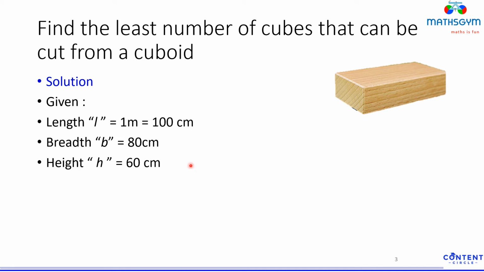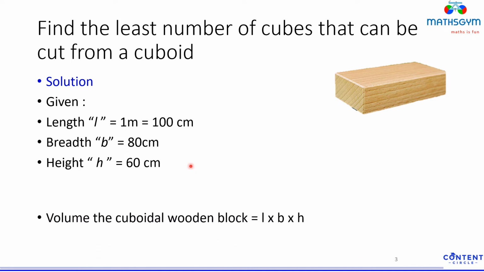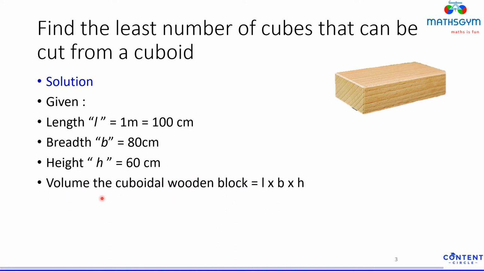Now we need to find out the volume of this wooden block. We know the formula for the volume of a cuboidal block is length into breadth into height, and when you calculate it, it turns out as 100 into 80 into 60, which is 480,000 centimeter cube.